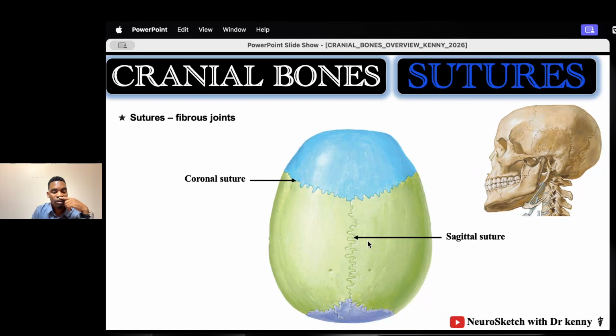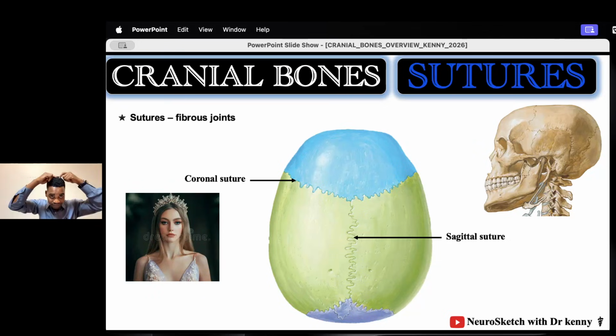This suture is called the coronal suture. And why is it called the coronal suture? Because it's like the crown. So it cuts the head like how the crown cuts the head, anterior posteriorly. And this is why we also have the coronal plane, because it is crown-like shaped.